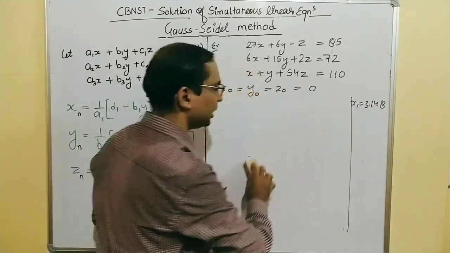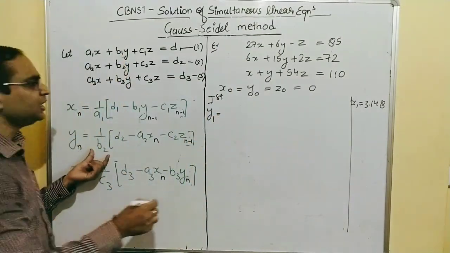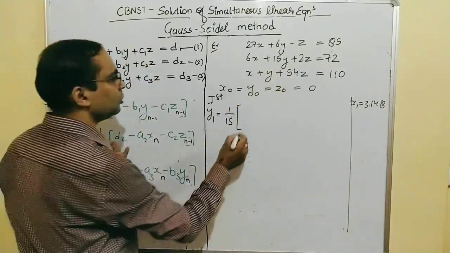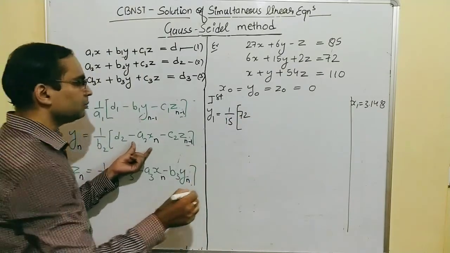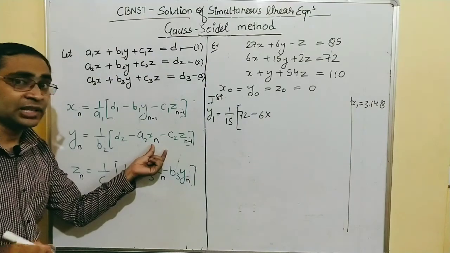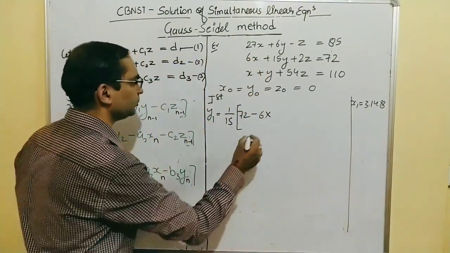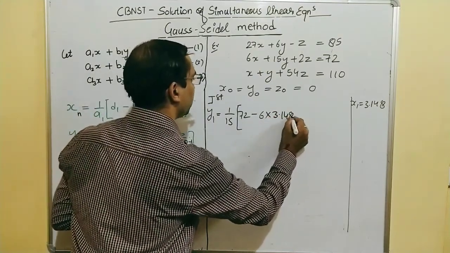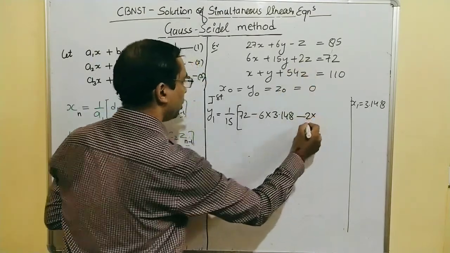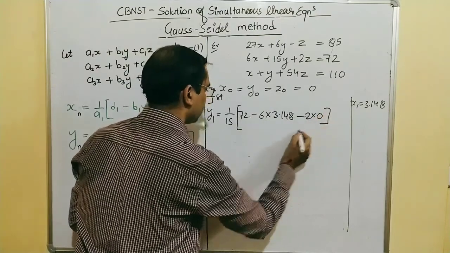What is the value of y1? Let's calculate y1. So y1 will be equal to 1 upon b2. What is b2? This is 15. Inside the bracket, this is d2, that is 72, minus a2, this is 6, cross xn. As we know, we have to use the latest value of x, that is x1. So we'll be using 3.148. Then minus c2. What is c2? This is 2, cross zn minus 1, that is z0. So we'll have 0 here.